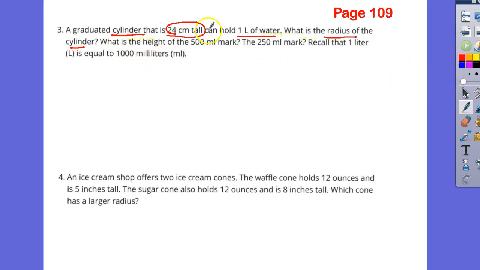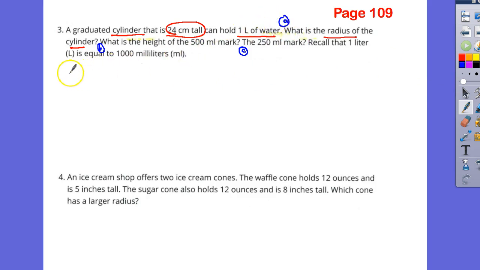So you actually have 3 questions here. First, you have to figure out the radius. Second, you have to figure out the height when the volume is 500 milliliters. And another one, you have to figure out the height when the volume is only 250 milliliters. So let's do this one at a time.